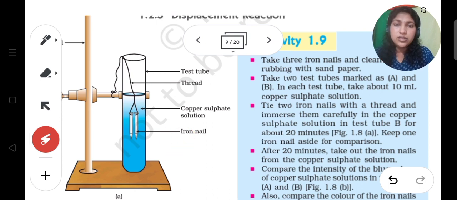We get iron sulfate, or we can call it ferrous sulfate solution, and copper is deposited on the iron nail. The reactant is iron, the iron nail. Iron reacts with copper sulfate. The products obtained are iron sulfate plus copper. So we can write the chemical reaction.